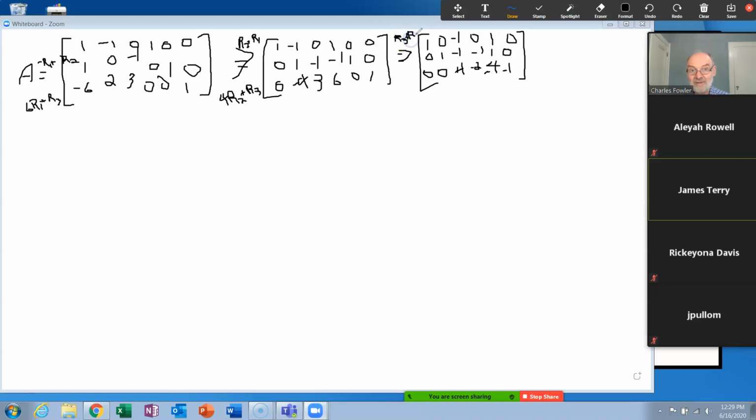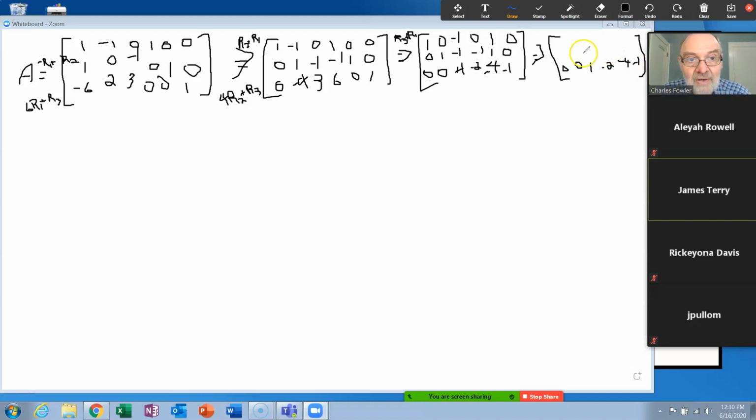It's hard to read. Okay, just add them together. Let's see if I can squeeze it in here. Somehow it seems like the right thing to do. So, we're using row 3, which is 0, 0, 1, negative 2, negative 4, negative 1. Okay, I hope I got that right. Let me just check. Yes.